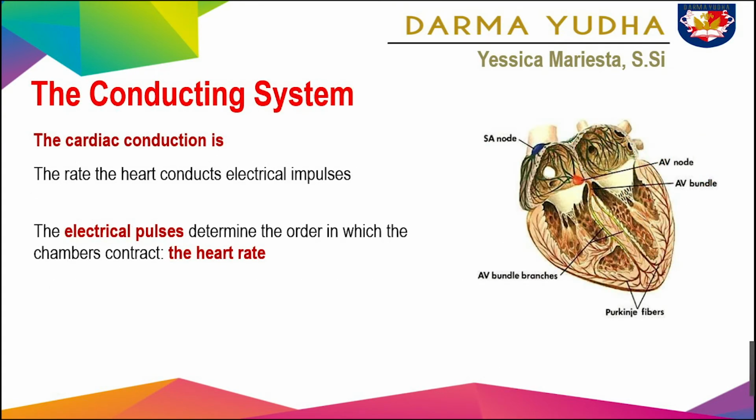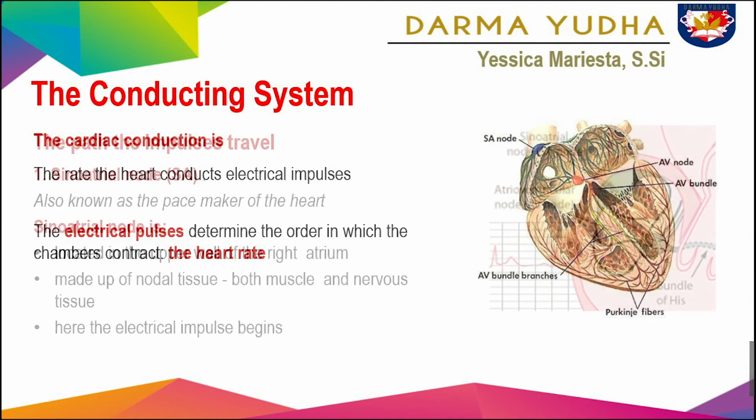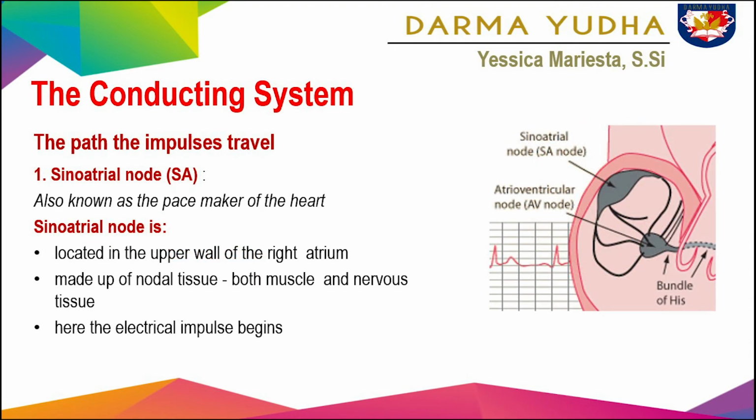The conducting system. Cardiac conduction is how the heart conducts electrical impulses. The electrical pulses determine the order in which the chambers contract, which we can call the heart rate. So the path the impulses travel has two parts.